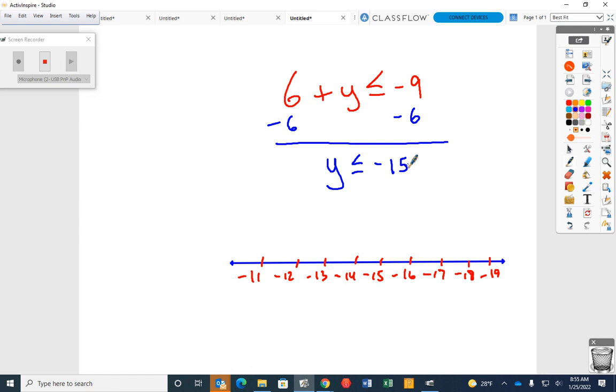So before we graph, I'm going to first locate what on my number line? Negative 15. And what am I going to put there? Closed circle. Because this is what? Okay, so I'm going to put a closed circle right here. Which direction? What does y have to be? It has to be less than or equal to negative 15. Which direction is that going to go? Left.